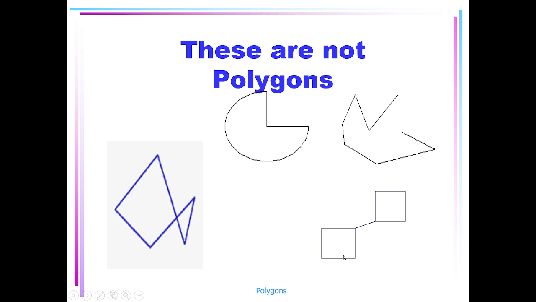And this one here, the sides cross each other. This is a closed figure, but the sides cross each other. If you notice here, for this vertex at this point, there are three line segments that meet at the vertex. So this is not a polygon. Here we have two squares connected by a segment.